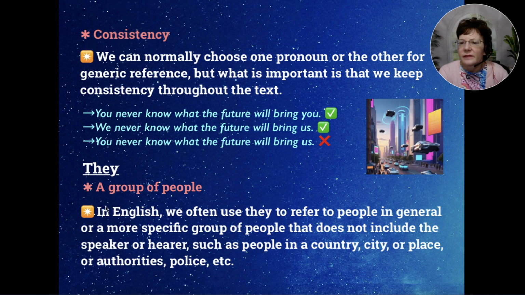All right, then we're going to talk about they, referring to a group of people in general. So in English, we often use they to refer to people in general or a more specific group of people that does not include the speaker or hearer, such as people in a country, city, or any place, or authorities, police, etc.